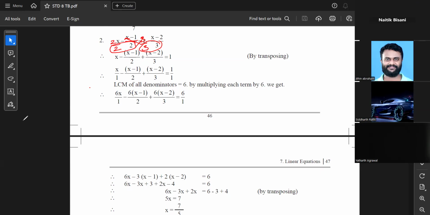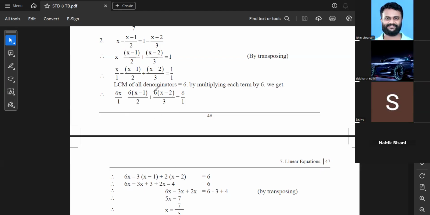Okay, sir. Thank you. Naitik, tell me what's your query. Sir, on page number 47, the first part, isn't it wrong? Wait, let me just check. 6x minus 6 upon 2 times (x minus 1) plus 6 upon 3 times (x minus 2) is equal to 6. No, it is correct. Sir, but you multiplied 6 in the numerator. Where did the denominators 1, 2, and 3 go? And how did you get minus 3 and plus 2? I'll tell you. Just a minute.